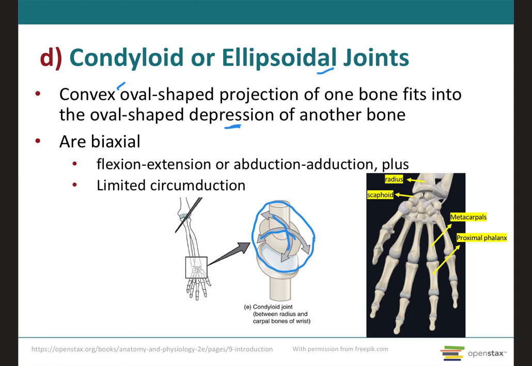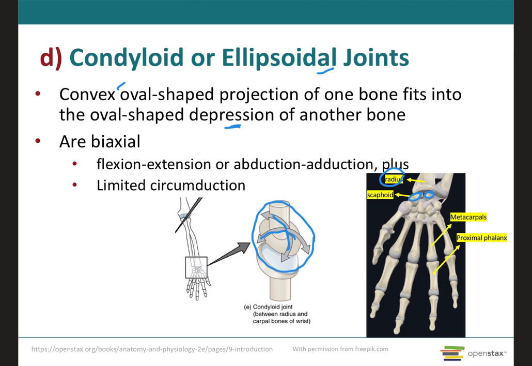An example will be the articulation between the radius and the two carpal bones it articulates with, as we can see right over here, which are the scaphoid and the lunate. And this will produce flexion and extension, or abduction and adduction, in addition to circumduction. Remember that circumduction is a movement that is performed by uniting several different movements.